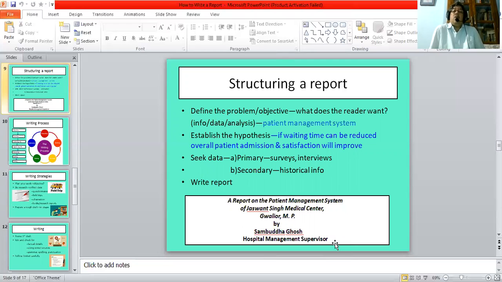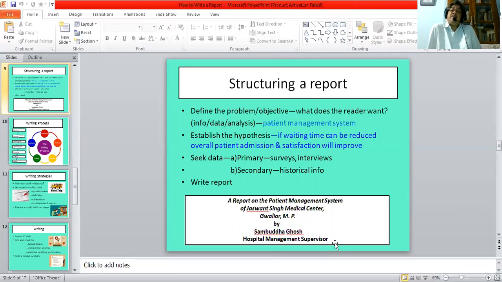Now, when you start structuring the report, the first thing to keep in mind is that how you will define the problem or objective in the report. What is the purpose of writing this report? And what exactly does the reader want from the report?